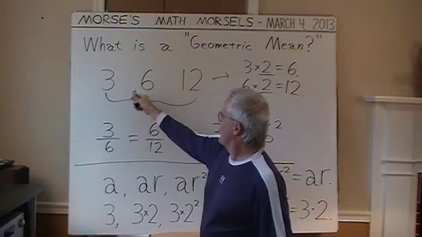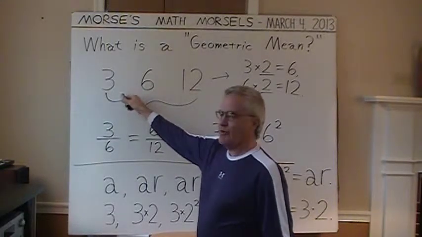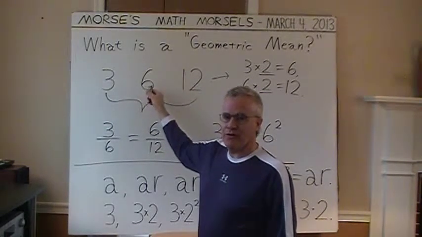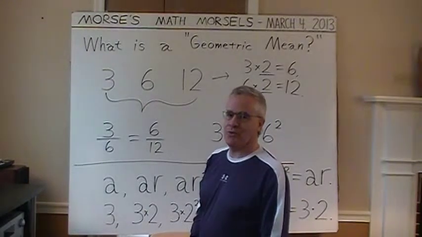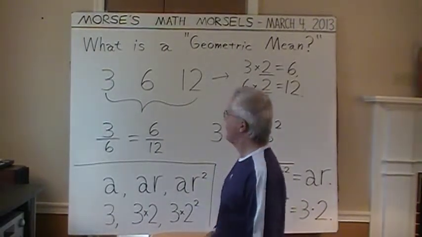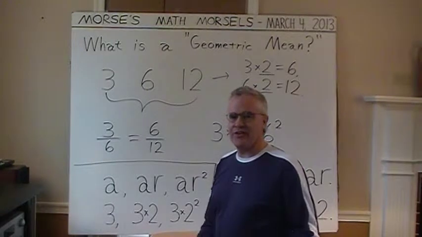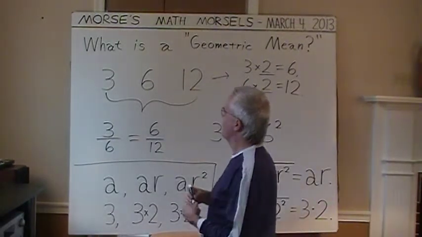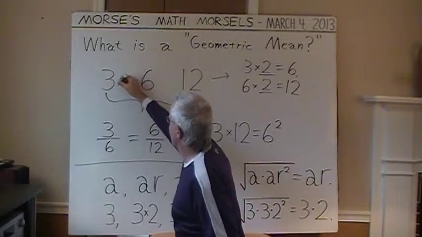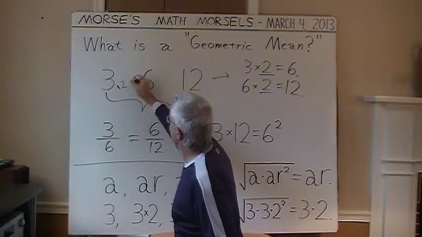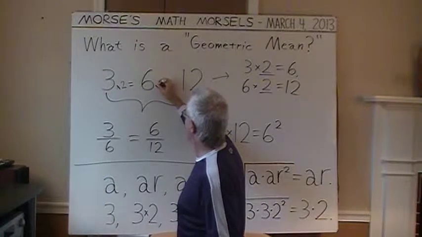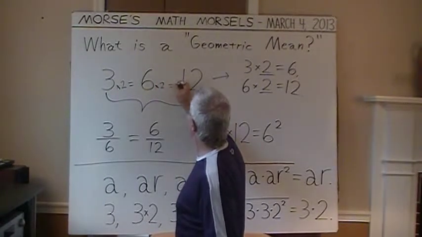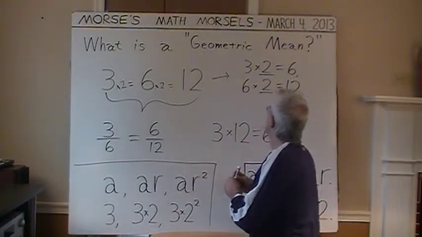So let's look at this in terms of multiplication. 3 times what number will give 6? Well, 2. 3 times 2 is 6. And then, if you multiply that 6 by the same 2, 6 times 2, it will give 12. I'm just going to write in the little multiplications. 3 times 2 equals 6. And then 6 times 2 equals 12.